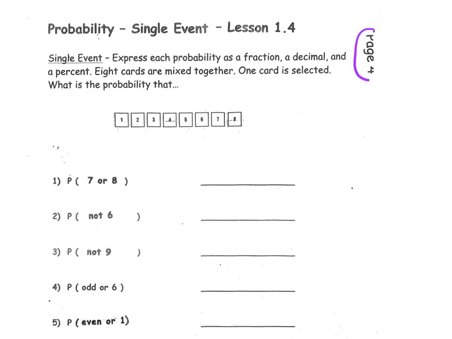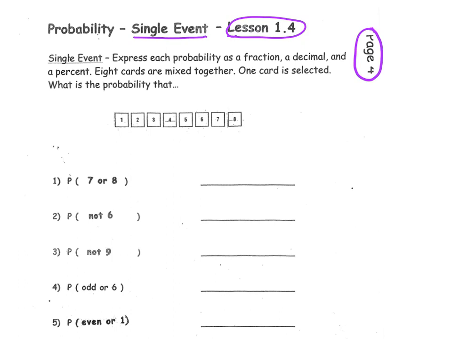Welcome to page 4 of your probability packet. Today, you should be on lesson 1.4. We are going to look at calculating the probability of a single event, meaning only one action will occur, then it's over.